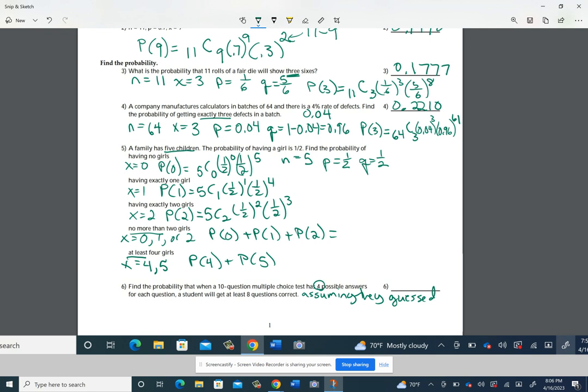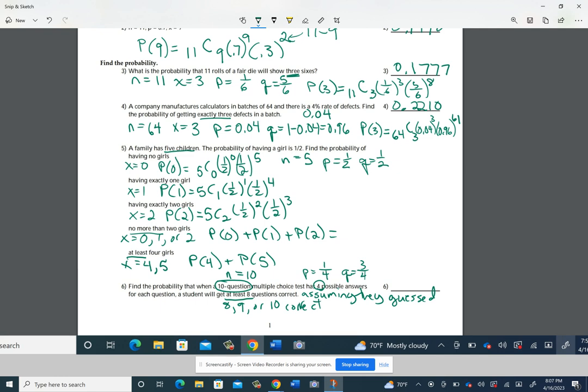So 4 possible answers means that you have a 1 out of 4 chance of getting the question right. That's P. And you have a 3 out of 4 chance of getting it wrong. If there had been 5 answers, it would have been a 1 out of 5 chance of being correct, and then 4 out of 5 of being wrong. 10 question test means that n equals 10. And then it says at least 8 questions correct. So that means getting 8, 9, or 10 correct.